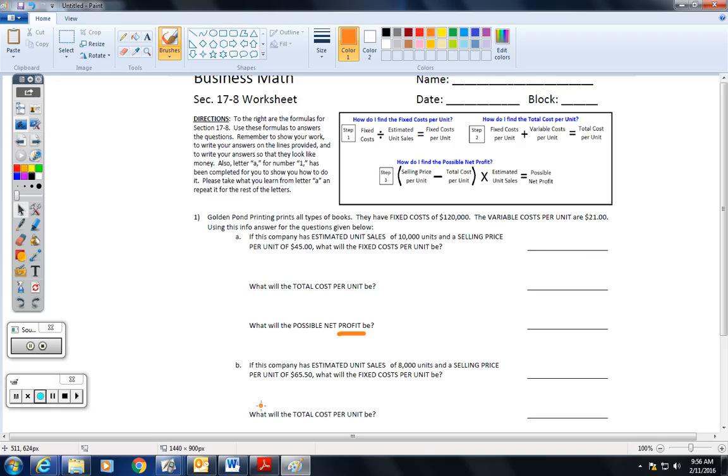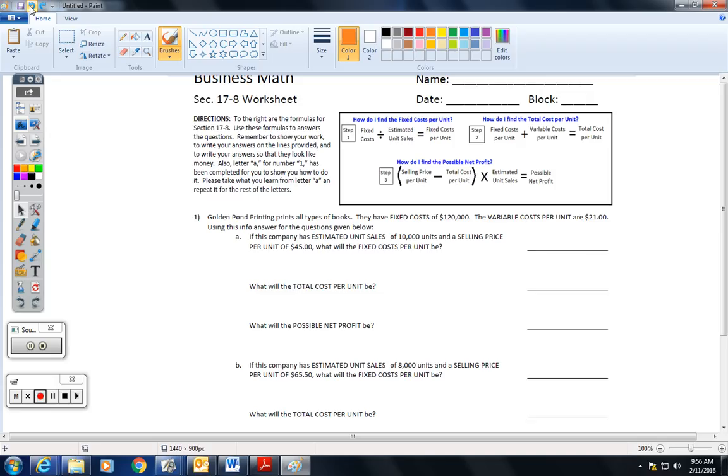So, companies sometimes have to do some research, they have to do some math, and they have to make a decision on how many items they are going to produce. Once again, in this case, Golden Pond Printing wants to figure out how many books they are going to print off. When deciding that, they have ideas to keep in mind. They have to figure out how much they are going to sell this book for, and how much it will cost them to make the book.